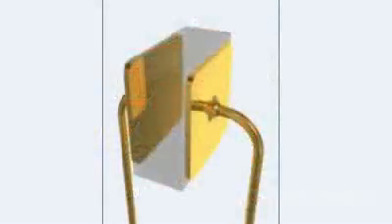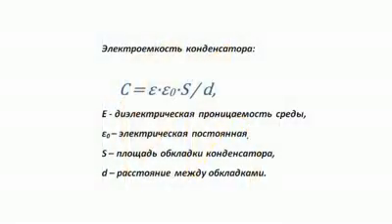The simplest capacitor consists of two metal plates located at a certain distance in parallel to each other. The space between the capacitor's plates can be filled with air or solid dielectric. The larger the area of such plates and the smaller the distance between them, the bigger is the electronic capacitance of the capacitor.